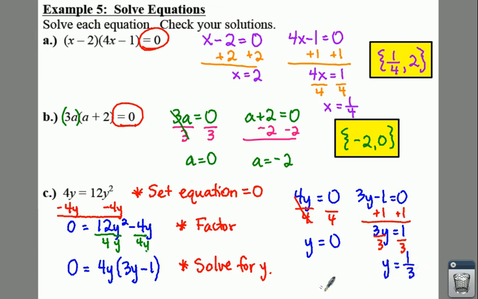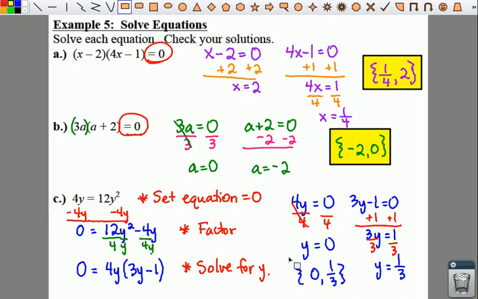So to write your final solution, you write this as 0, 1/3. So example 5C had a little more work in it.